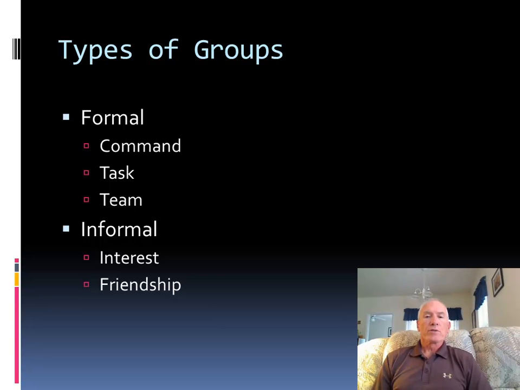In police organizations, we look at 2 types of groups. One is a formal group, which consists of command, task, or team, and we'll discuss each of those in a little more detail. And then finally, there are informal groups, which we view as either interest groups or friendship groups.